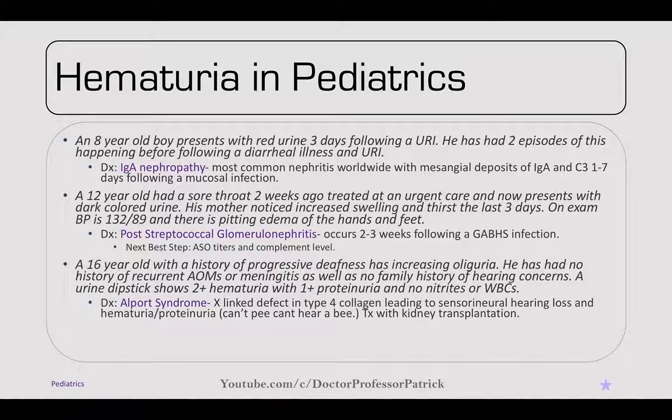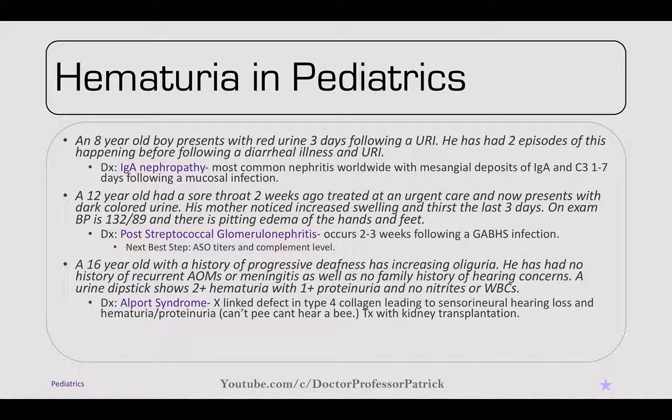Next, we've got a 16-year-old with a history of progressive deafness and increased oliguria. He has no history of AOMs or meningitis, and there's no family history of hearing concerns. A urine dipstick shows 2+ hematuria and 1+ proteinuria, no nitrates or WBCs. So this is Alport syndrome.